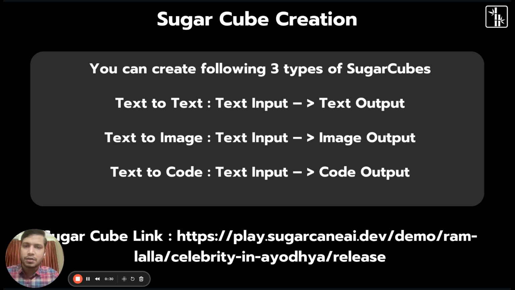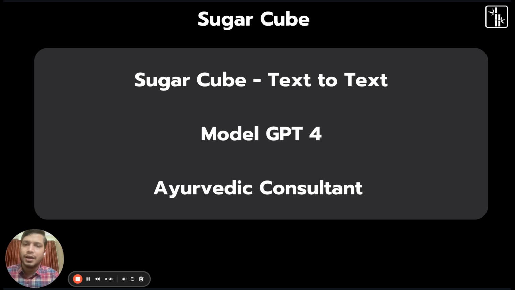First is text to text, where you put a text input and you get a text output. Text to image, where you put a text input and get an image output. And text to code, where you put a text input and get a code output. In this video, we will learn about creating a sugar cube on a text to text model, right?